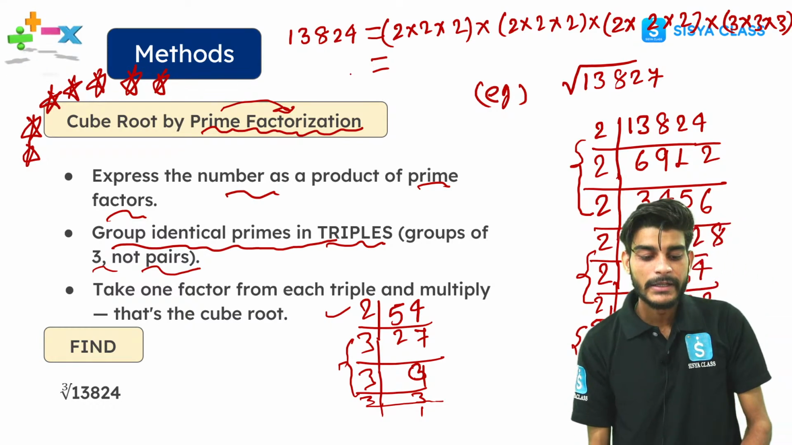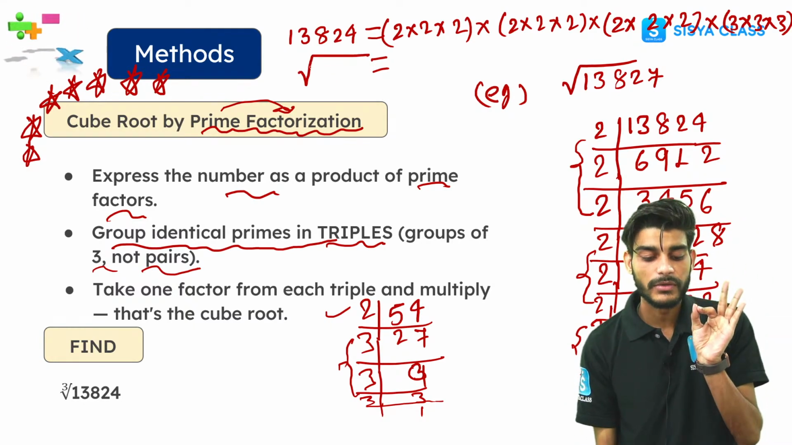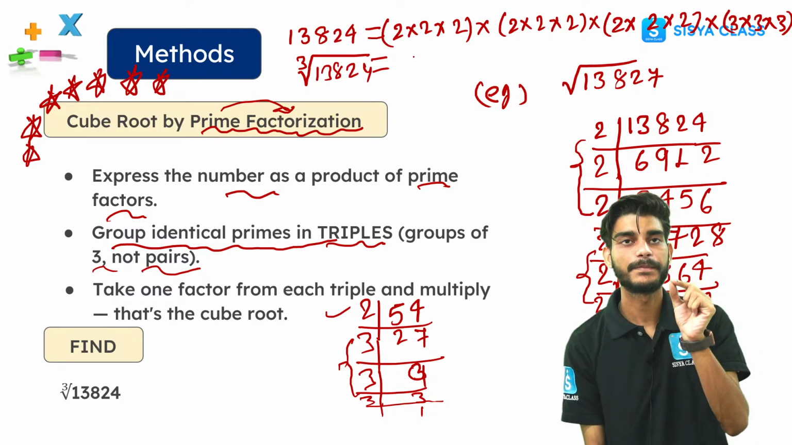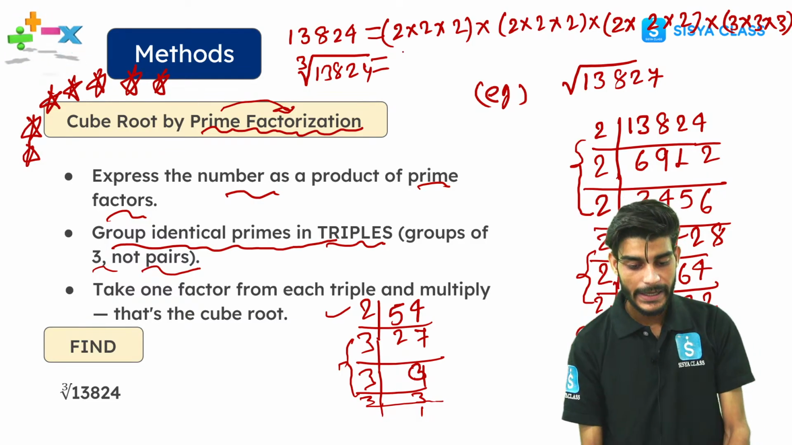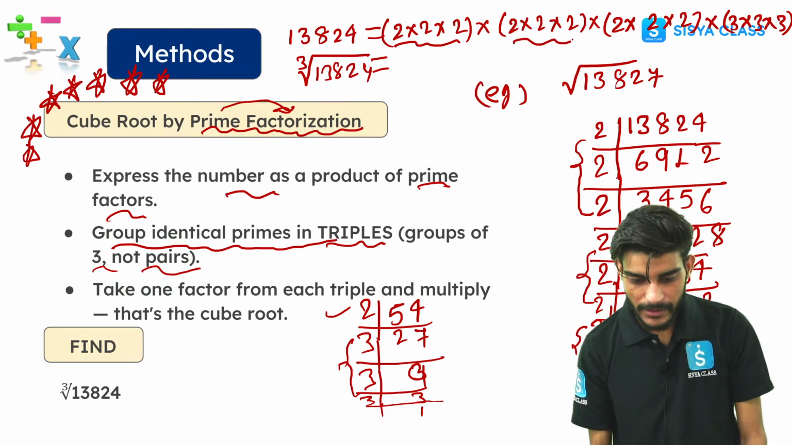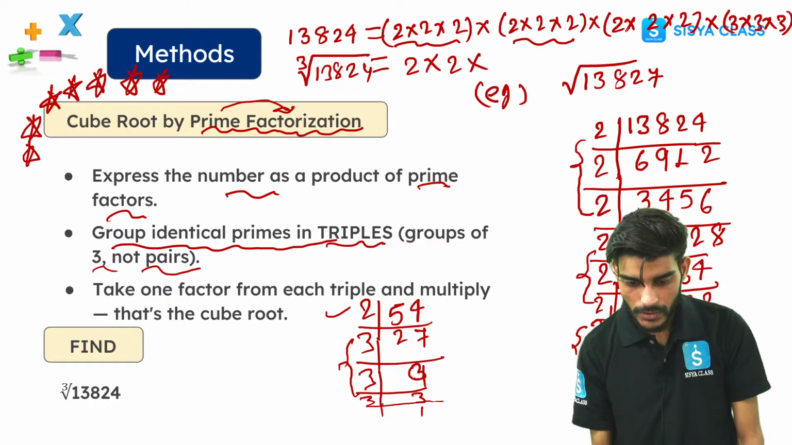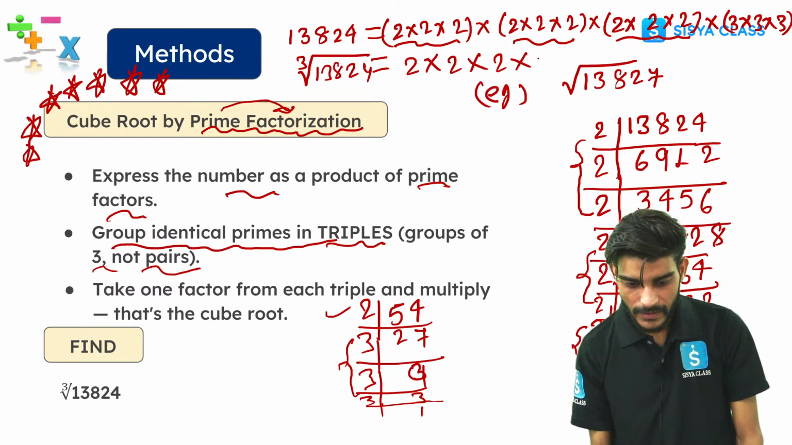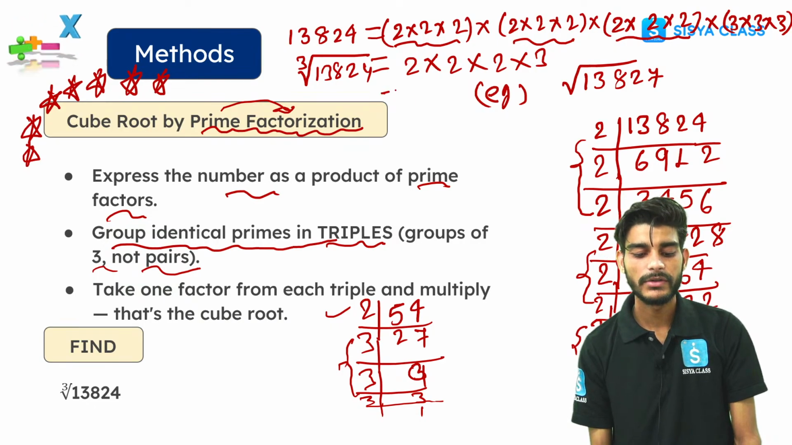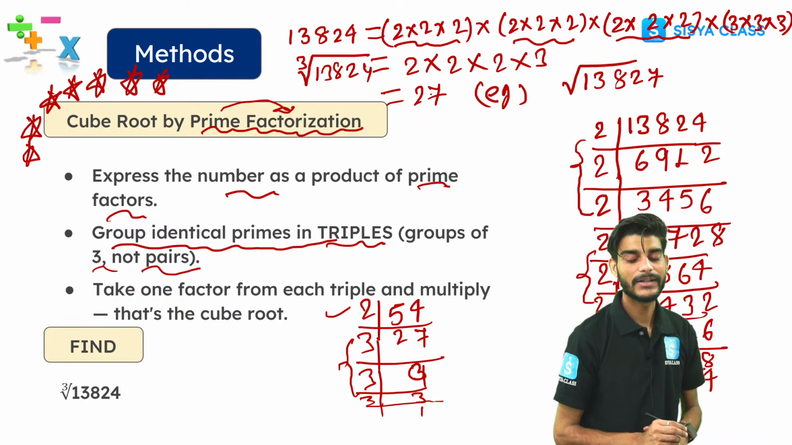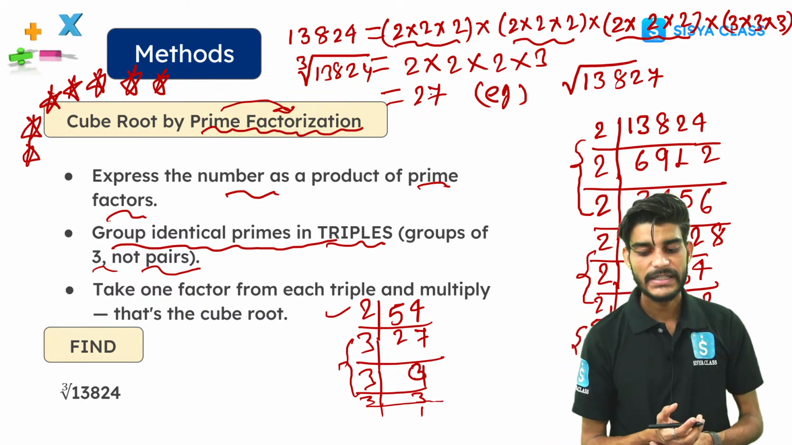Clear, it is clear. Now if you have to find its cube root, simply what you have to do, 13,824, from the triples just pick one number. We have to pick one number from every triple. So here we have 2, from here 2 and 3. So 2 into 2 into 2 into 3, 2 2 is 4, 4 2 is 8, 8 3 is 27. So the cube root of 13,824 is 27. These are the steps that you have to follow.